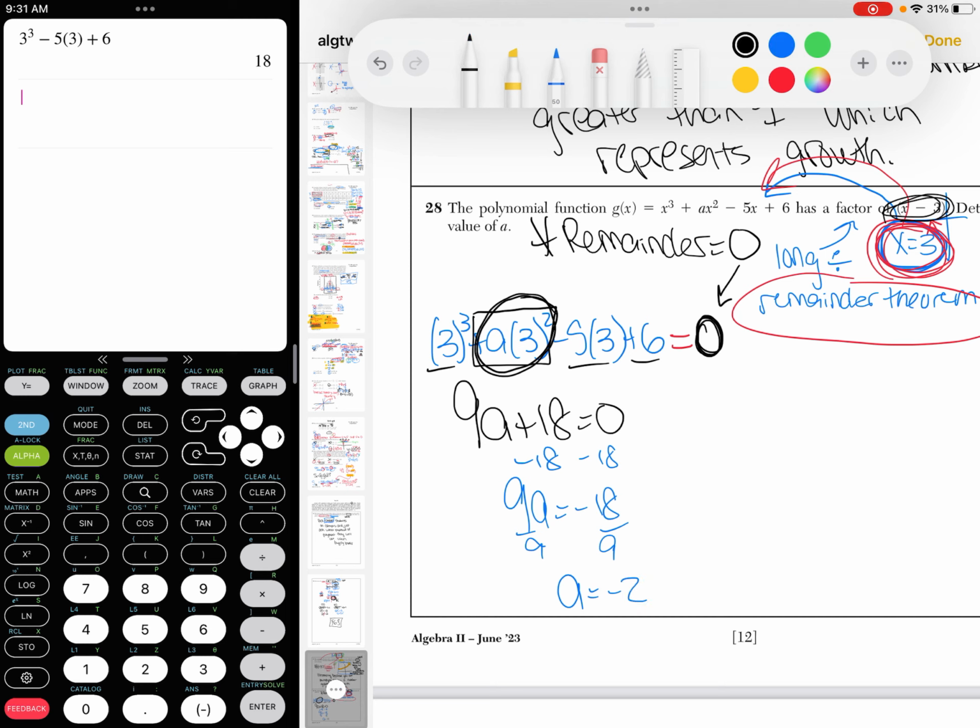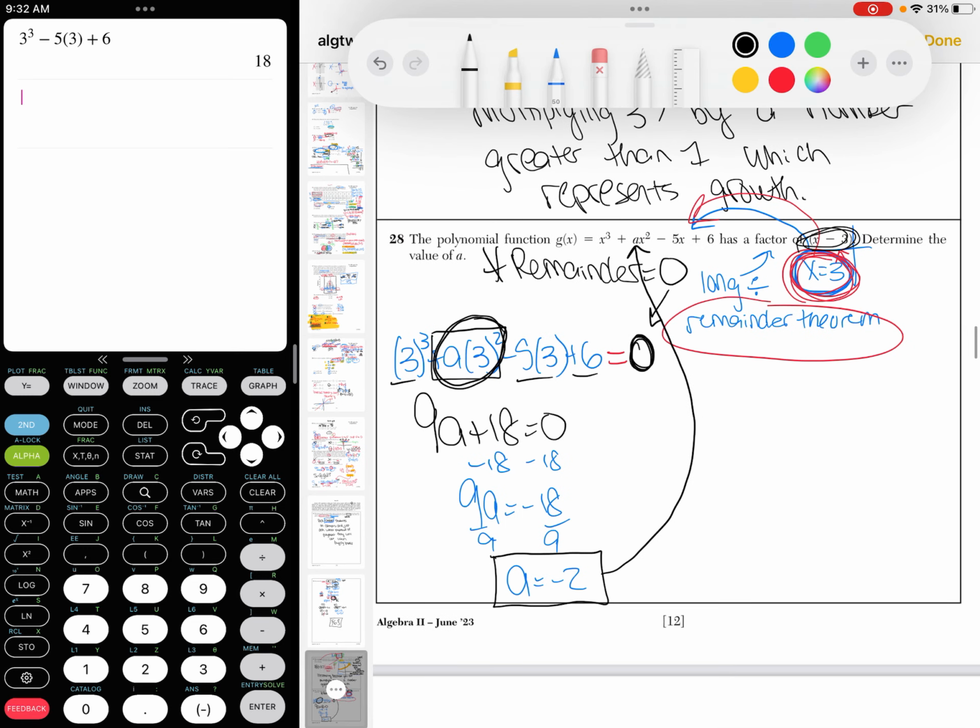So what that tells me is that my answer, the value of a, is negative 2. And if I put a negative 2 in here, it would get me a remainder of 0. So you can always check your answer by actually writing out the equation. x to the third minus 2x squared minus 5x plus 6. Again, this is a check. This is not part of the answer. It was asking what is a. This is the answer.